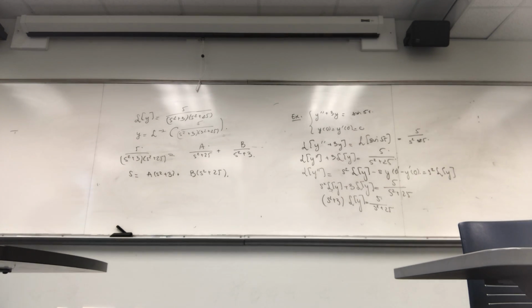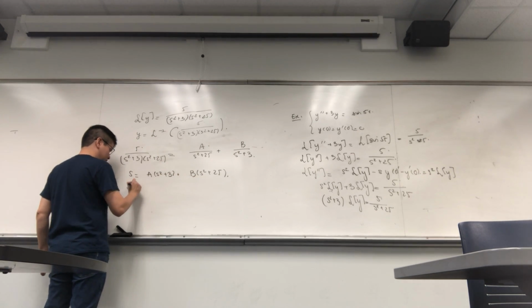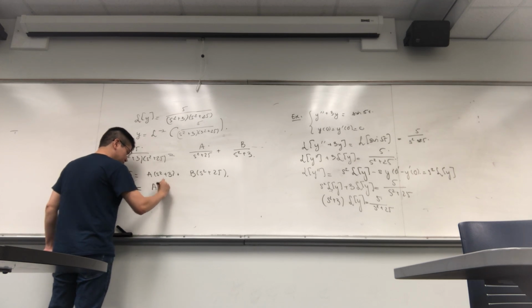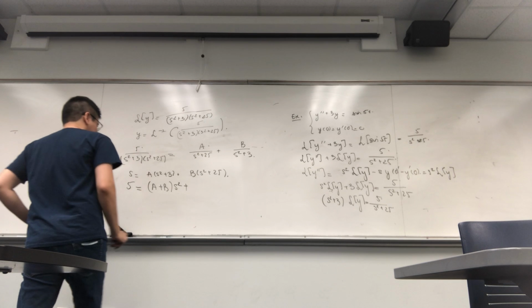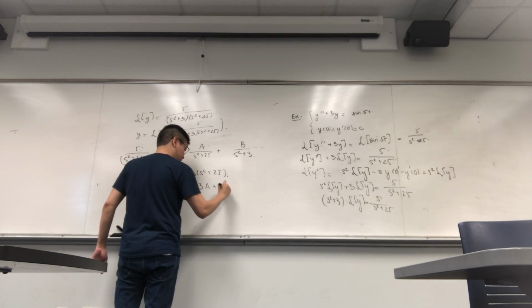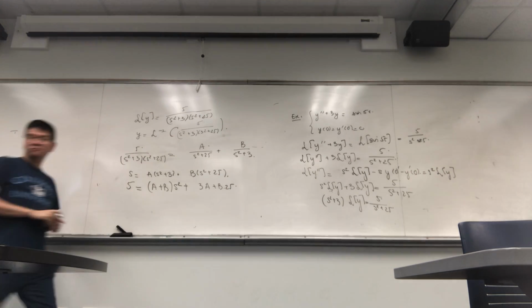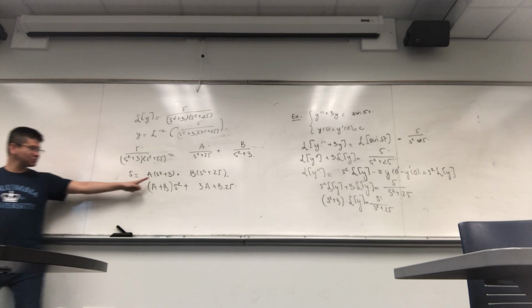Yes? Distribute A and B and then set s equal to 0 to solve. Now I have to distribute, right? So I have 5 is A plus B times s squared plus 3A plus B times 25. All right? This time you have to solve the equation. You can set s squared to be minus 3.